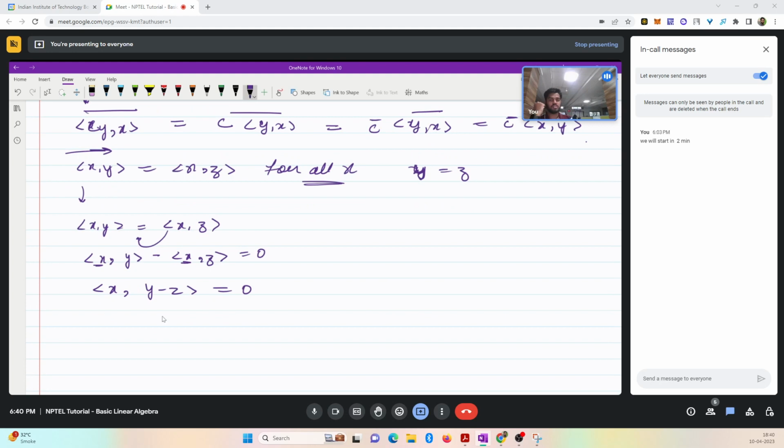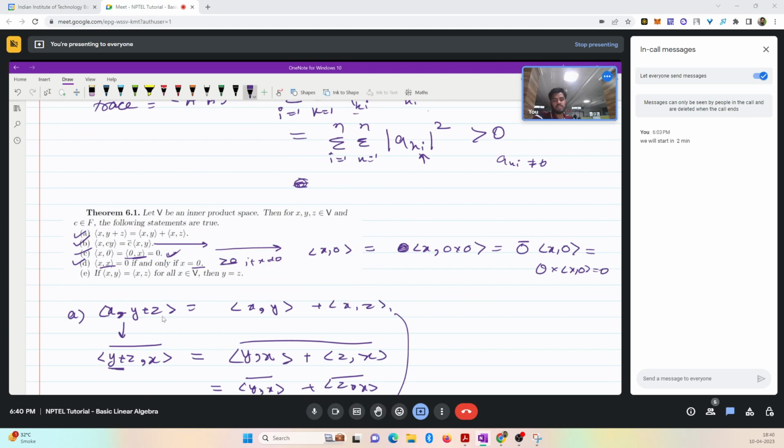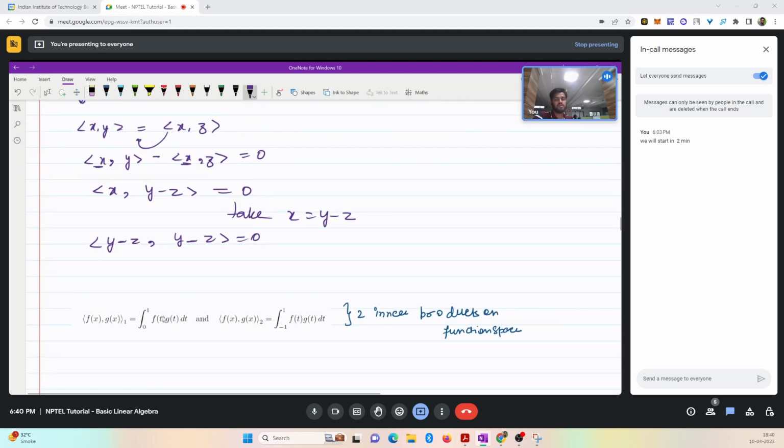Now, because it is true for all x, if we take x equal to y minus z, then what does this give? This gives that the inner product of y minus z with itself is also 0. Okay. Now using the previous property that it is 0 if and only if x is 0, what does this mean? This means y minus z is 0, or y is equal to z. Okay.